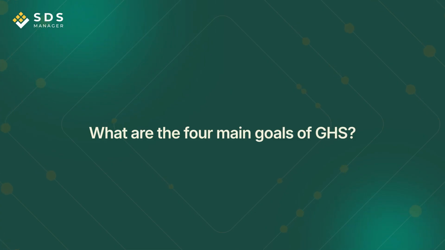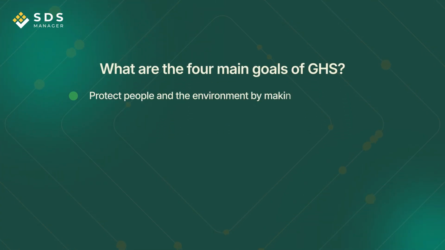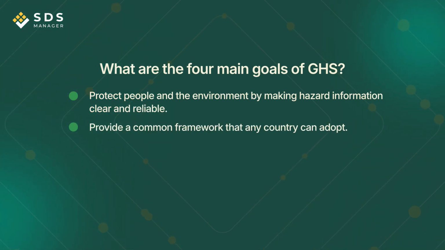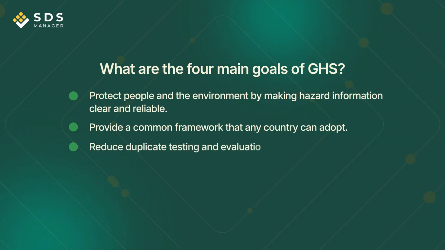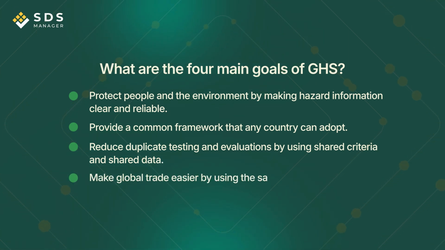What are the four main goals of GHS? Goal 1, protect people and the environment by making hazard information clear and reliable. Goal 2, provide a common framework that any country can adopt. Goal 3, reduce duplicate testing and evaluations by using shared criteria and shared data. Goal 4, make global trade easier by using the same classification and labeling rules across borders.